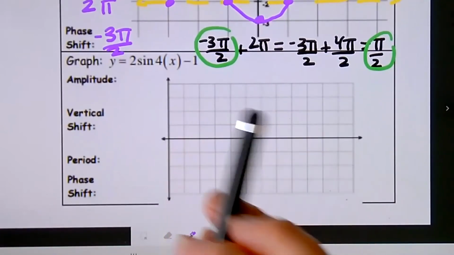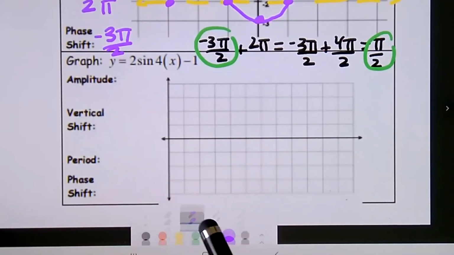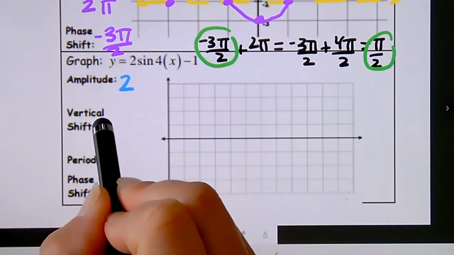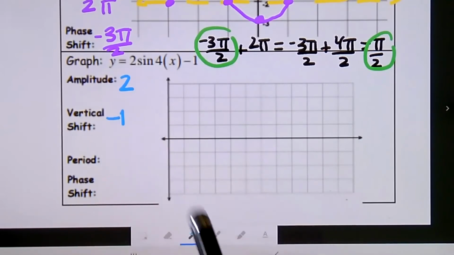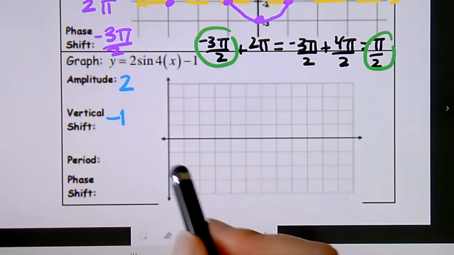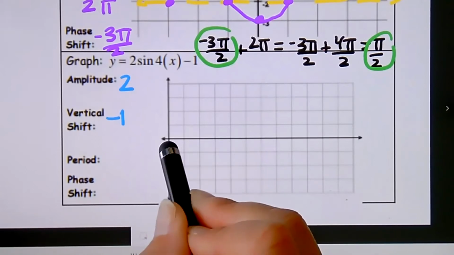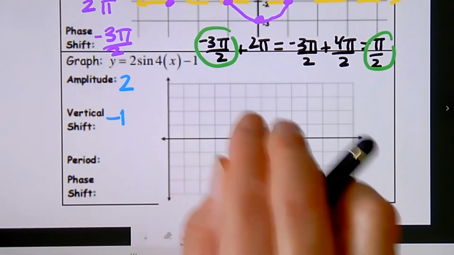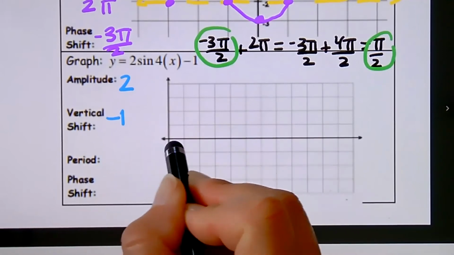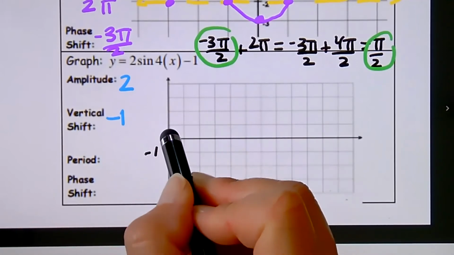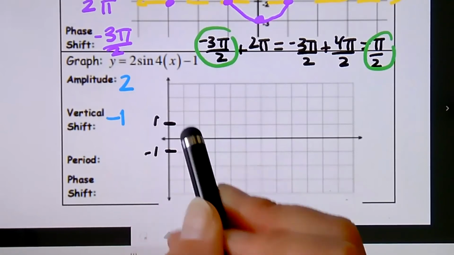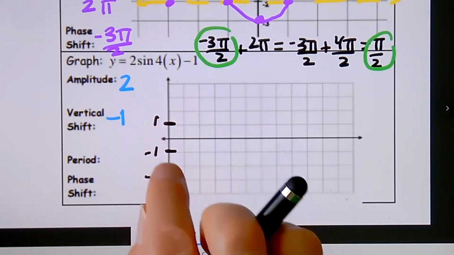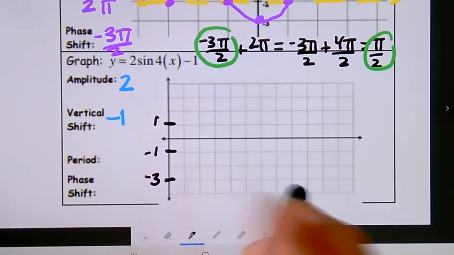Okay, so now this next one here, my amplitude is going to be 2. My vertical shift is -1, so I'm going to mark that right away. This is what I like to do: I like to always have marked where my center is, where my high is, where my low is. So my center is going to be at -1. I'm going to be going 2 above, so that's going to put me at 1. I'm going to be going 2 below, that's going to put me at -3. I like to know my middle, my high, my low.